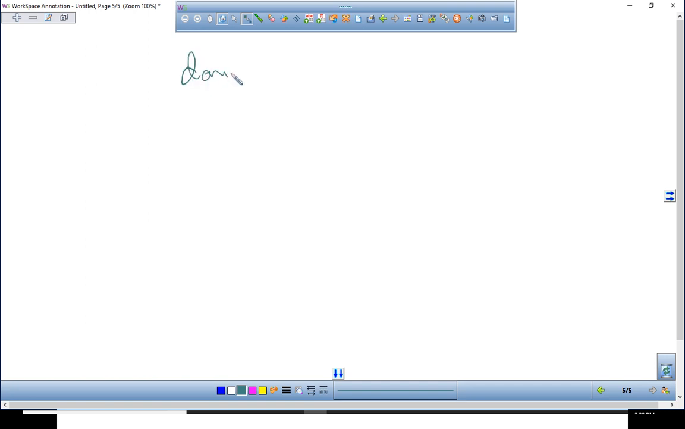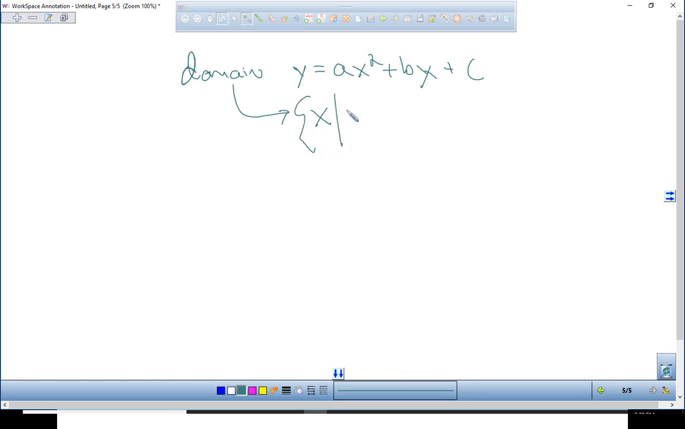The domain of a quadratic function is what values can I plug in for x into the general form y equals ax squared plus bx plus c. All real numbers. So you could write x, how do they do it again? They do it like this, and then x is all real numbers. They use that kind of symbol. So it means x is all real numbers. That's what that means.